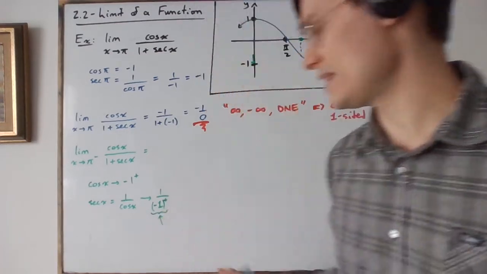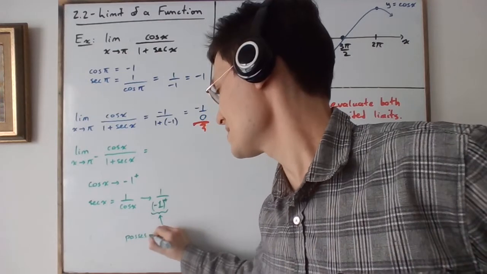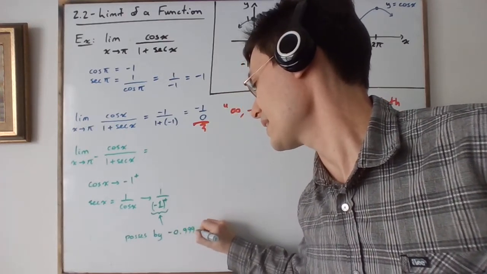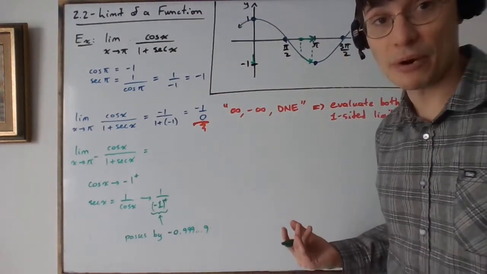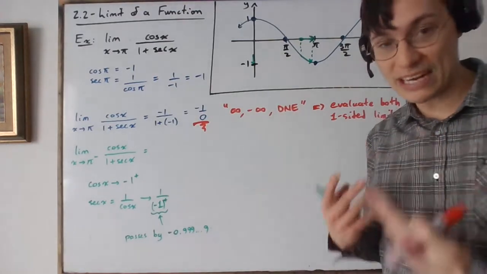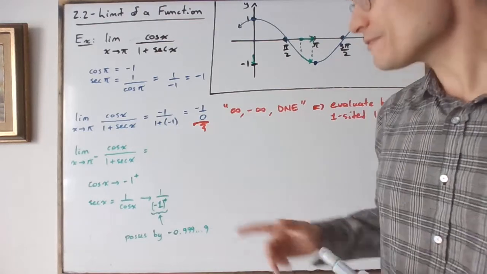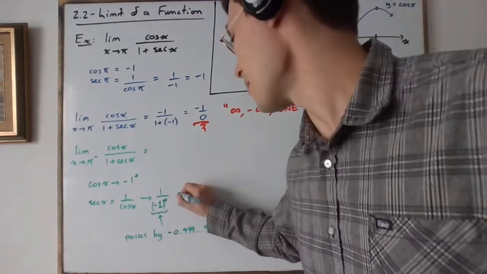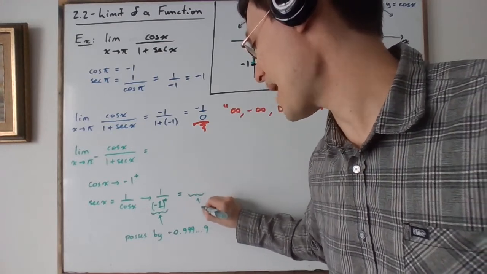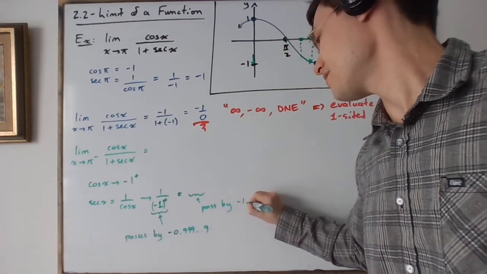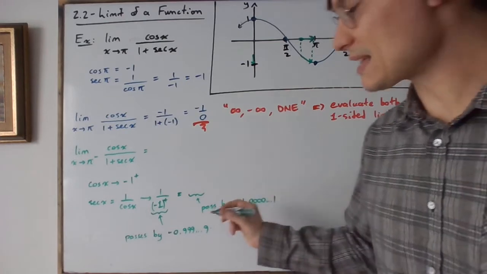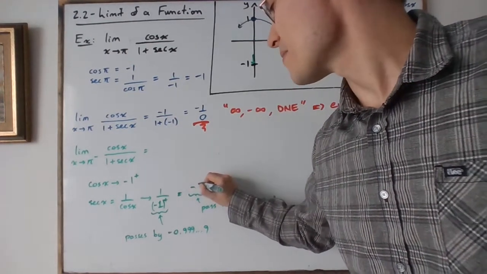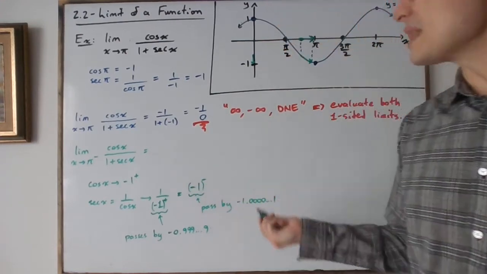This number right here, just this tiny number, it passes by negative 0.9999999 and put as many nines as you want. It passes by this kind of number. Now, you can do it with a calculator or you can imagine it. If you divide one by a number like this, you're going to get a number that passes by negative 1.0001. What I mean is that if this number is slightly above negative 1, this number will be slightly below negative 1. So this number is going to approach negative 1 from below.